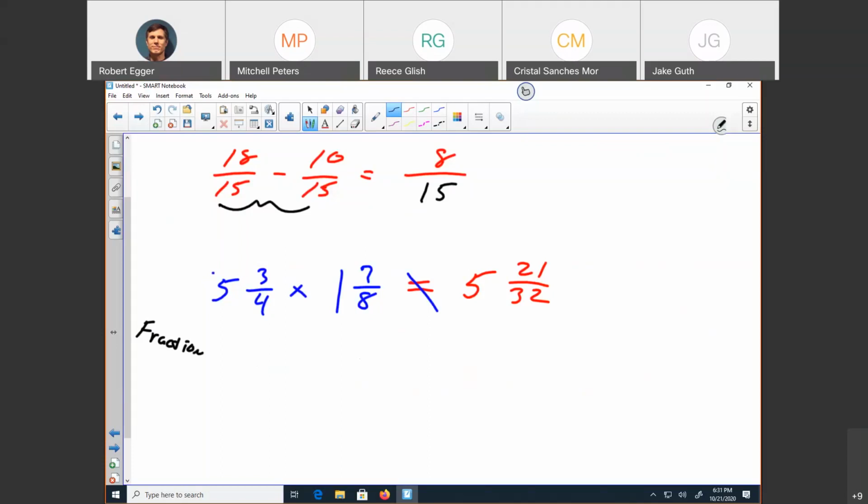Make an improper fraction on these guys. And recall how you do that. Well, it's going to be a denominator of 4, because I start with a 4. What we're going to do is multiply those two guys together. 5 times 4.